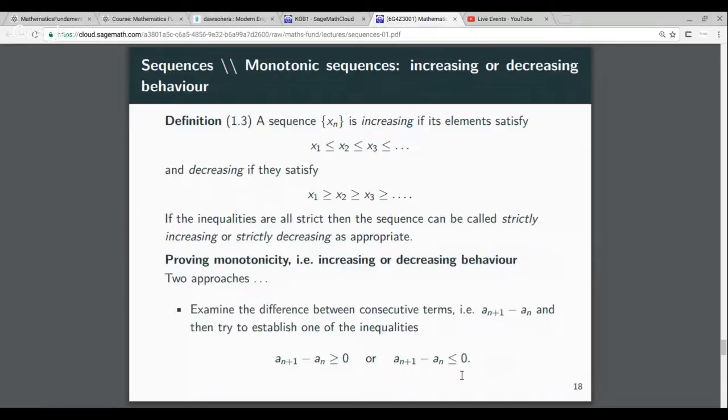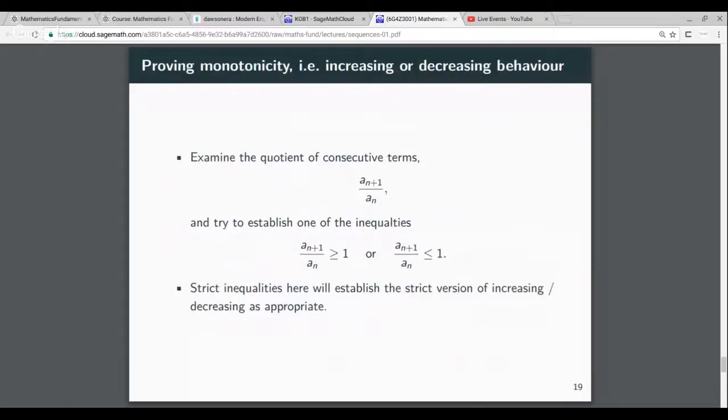The other way to do it is to think about the quotients of consecutive terms.